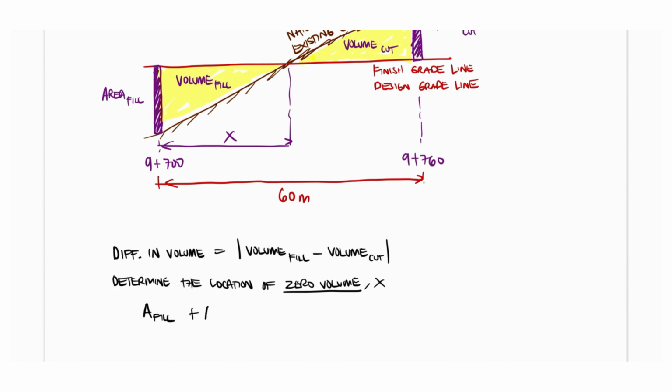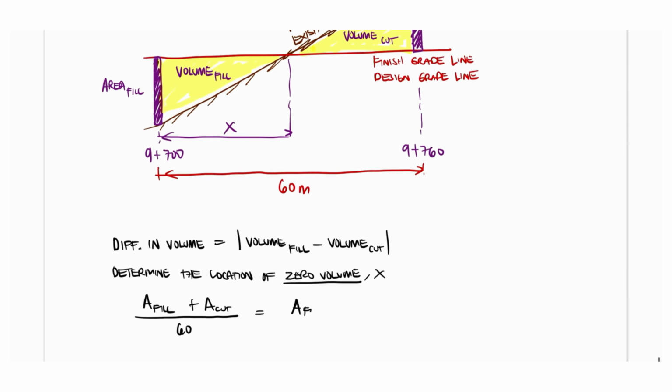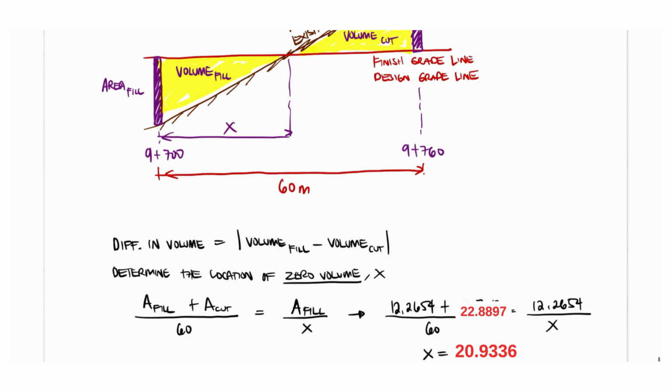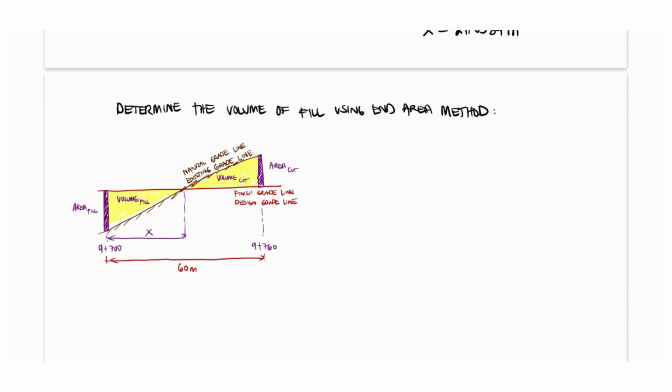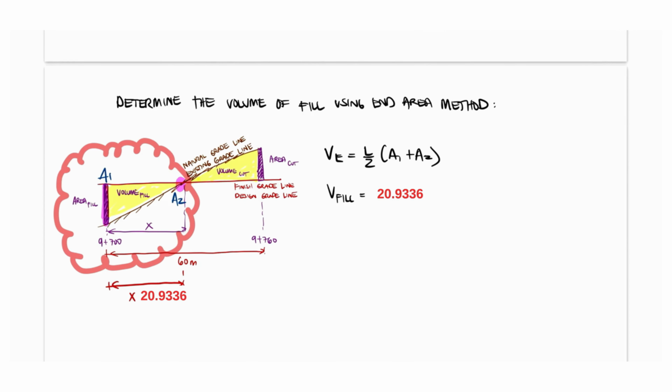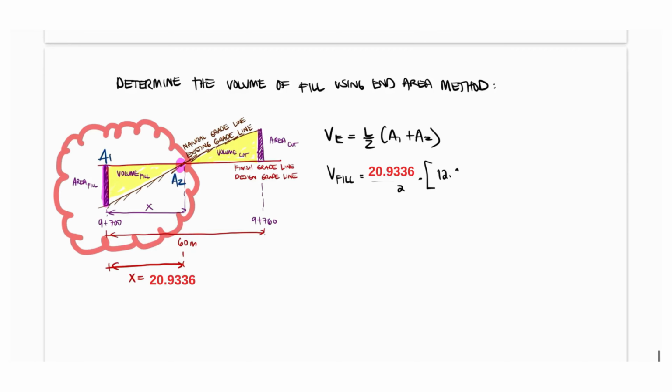Referring to the total triangle, the area of fill plus area of cut over the total horizontal length, 60, is equal to the area of fill over its horizontal component, x. Solving the value of x, we obtain a value of 20.9336 meters. Now, we can solve the volume of fill referring to the left side triangle using the end area method. The area of the fill will be our A1 and the zero area will be the A2. Using the end area volume formula, which is equal to 20.9336 over 2, multiplied by 12.2654 plus 0.